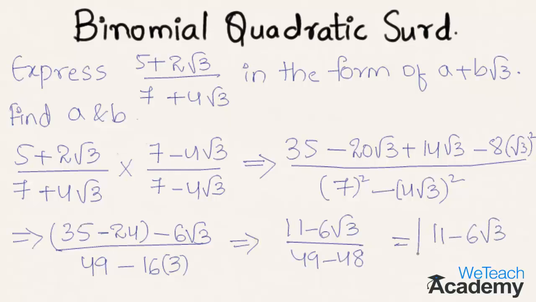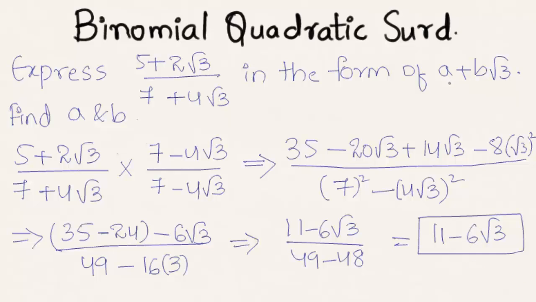As the denominator is 1, the result is 11 minus 6 root 3, and by comparing the given expression to a plus b root 3, we get a is equal to 11 and b is equal to minus 6. So this was the basic introduction on binomial quadratic surds.